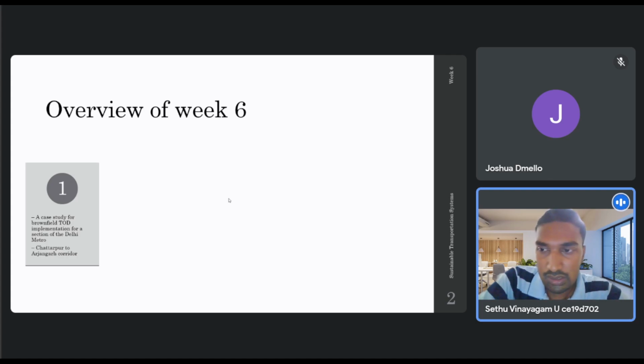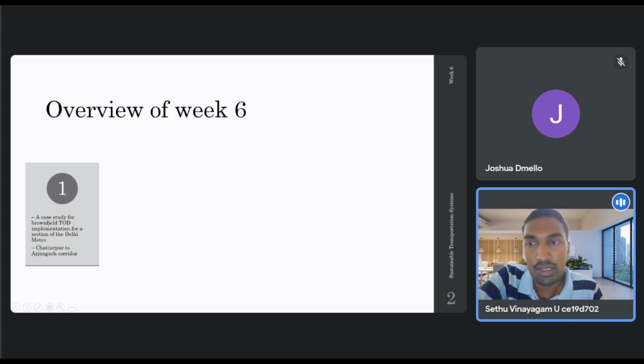In the first lecture, we looked at the case study of Delhi Metro. This was introduced to us in the previous week. This was a brownfield TOD project, so it was constructed in the urban area, and it was not done in a field from scratch. There was already development, so this is a brownfield project.